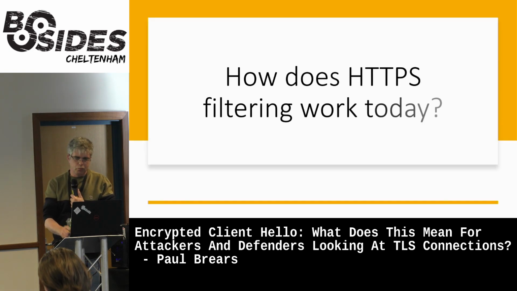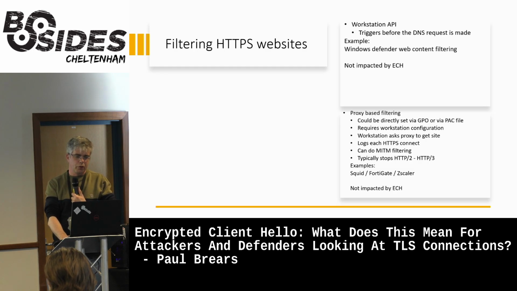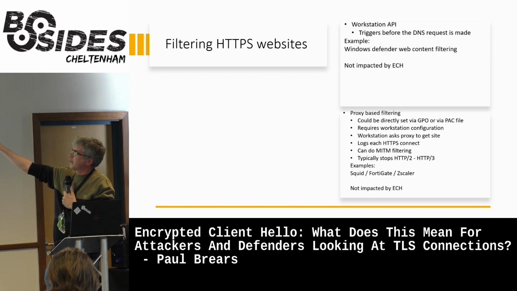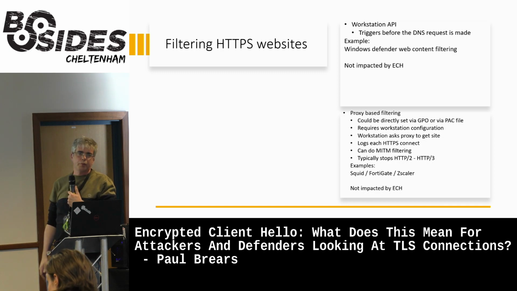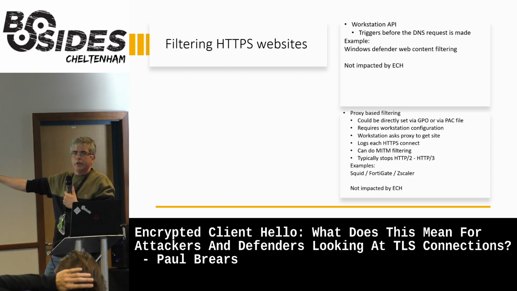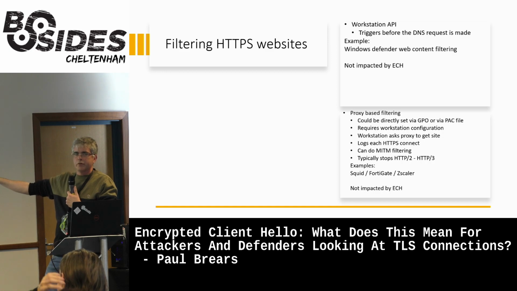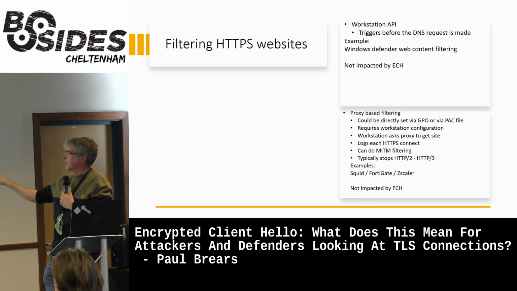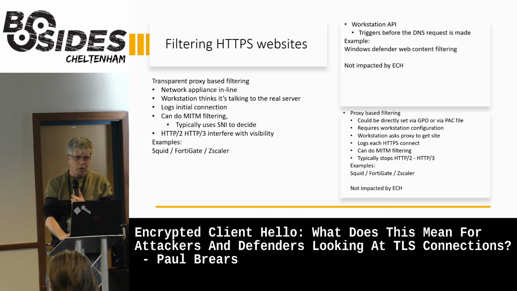So why does this matter? And how do people filter HTTPS today? You've got stuff that works down at a workstation, totally not impacted by ECH. Like Windows Defender web content filtering, works as an API, works before the DNS request is made. Life is straightforward. You've got proxy-based stuff. You'll still see the proxy connect message, so far as I'm aware. And that should not be impacted by ECH as well if you put it as an explicit proxy or a PAC file, because the proxy connect message is telling where you're going to go. You don't have to rely on the SNI information.